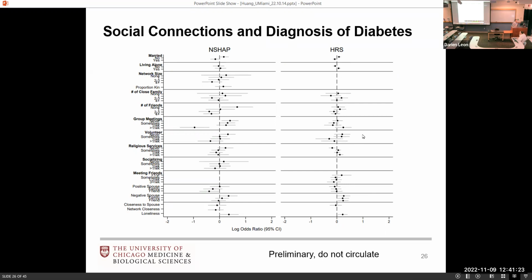There are some differences between the studies in terms of the number of friends you have in your network. There's some signal from NSHAP that if you have no friends, you have this very high risk of developing diabetes. But we did not find that in the Health and Retirement Study. So you just think about your own social life and how you can sort of make up a story of how someone might develop diabetes because of these social differences.